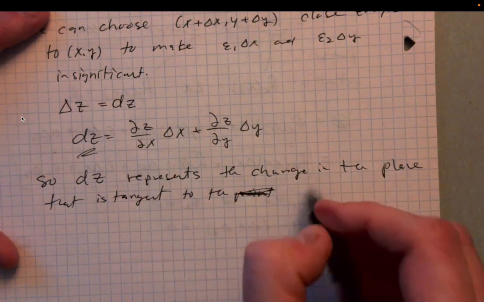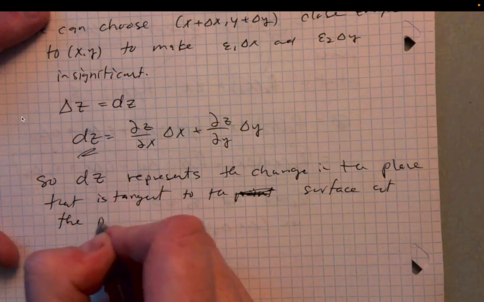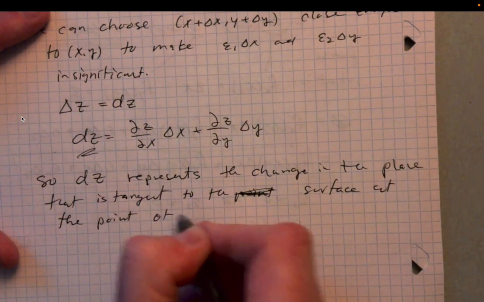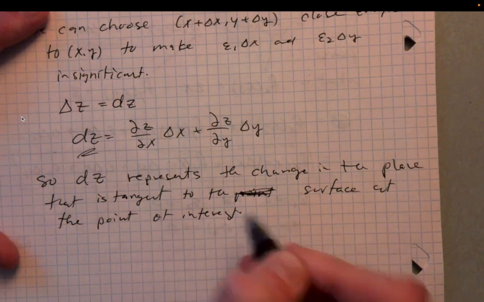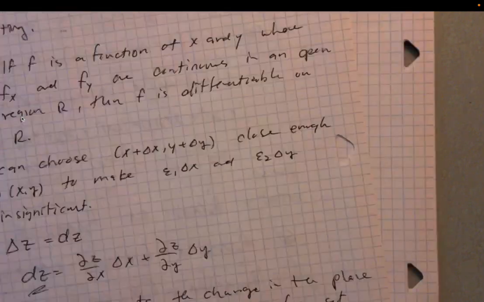Tangent to the surface at the point of interest. Okay. All right, so that's a reasonably intuitive way to think about this. Let's do some examples.